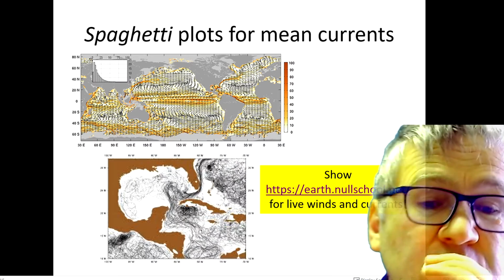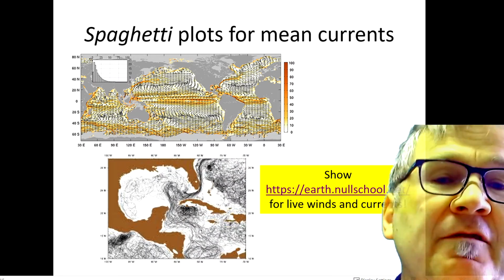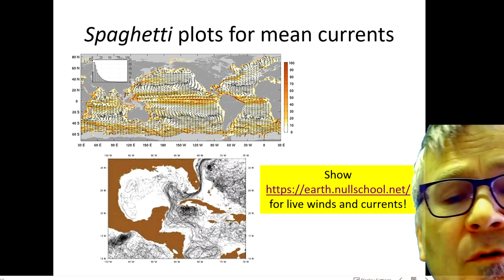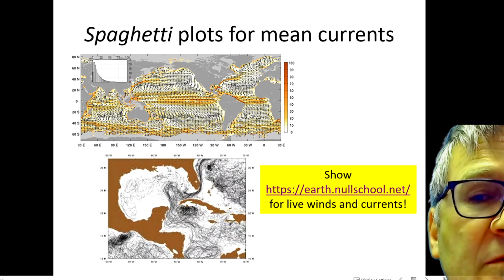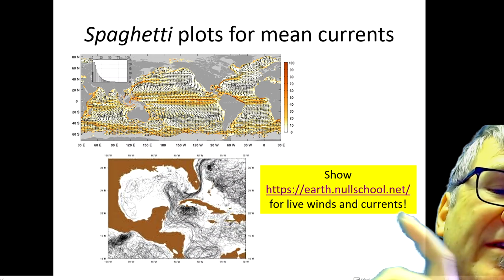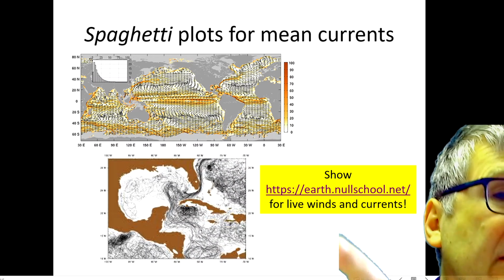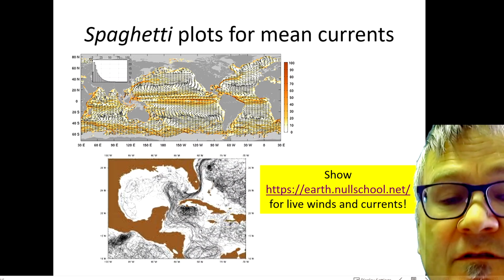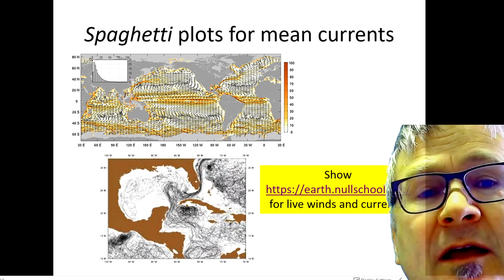I also want to show you a very brief example of how it is done in weather forecasting nowadays. They also use these spaghetti plots. And this is the link to earth.nullschool.net for satellite-derived live winds and live currents. Let's have a quick look at that.